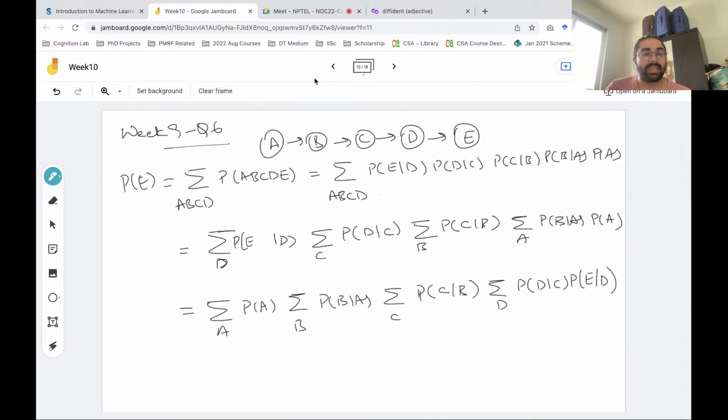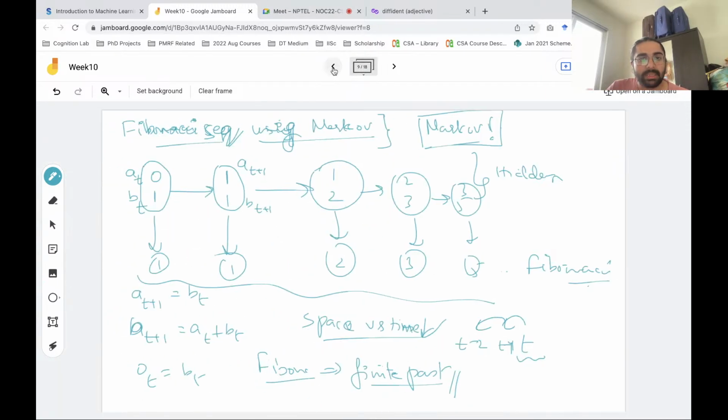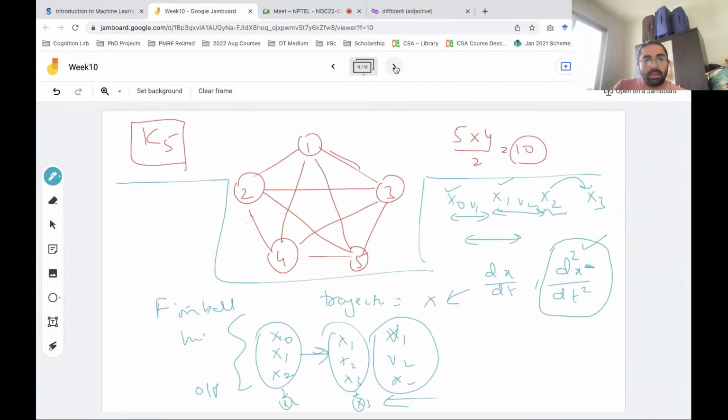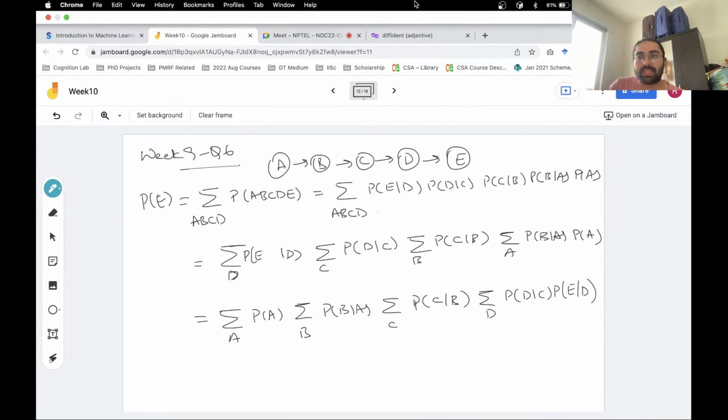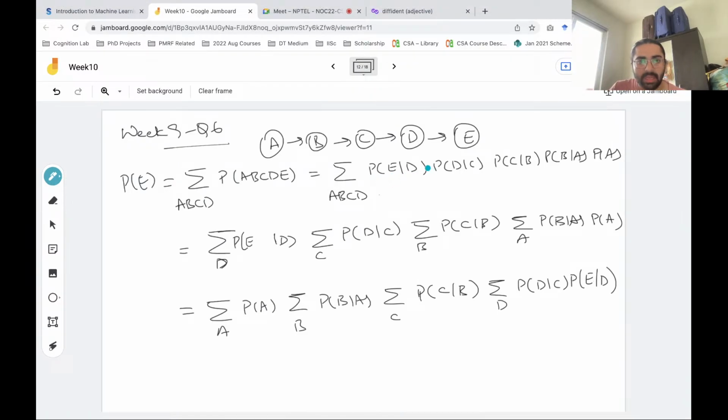All right, any other questions regarding this question of hidden Markov model? No. Okay. So we'll go to question 6 of week 9, which was also asked.